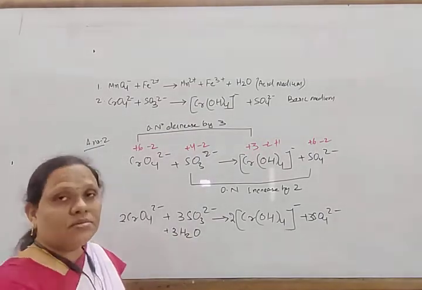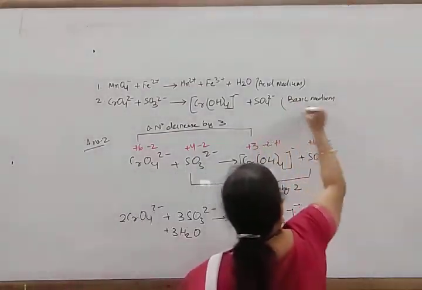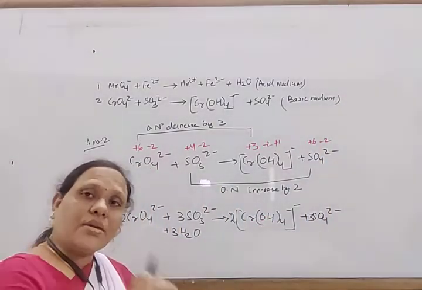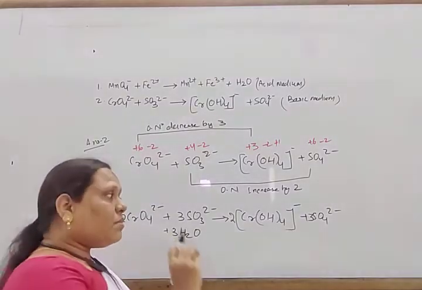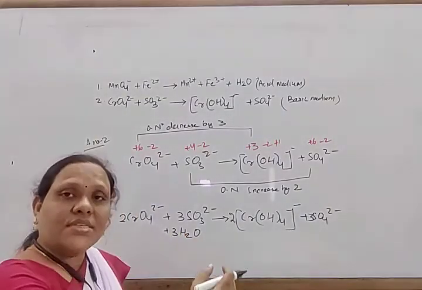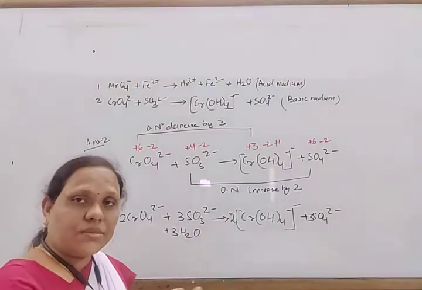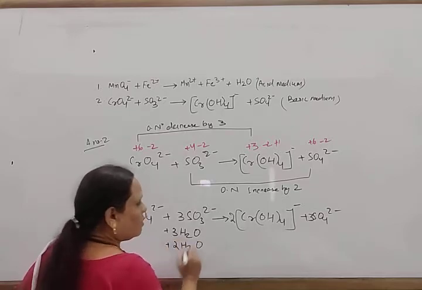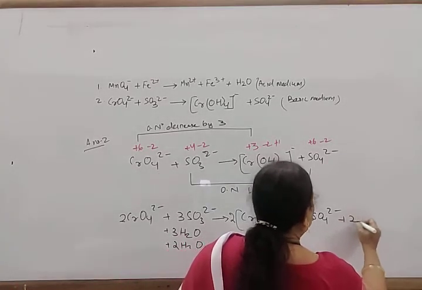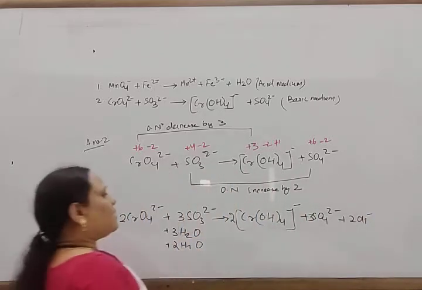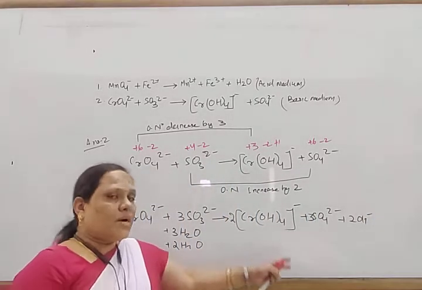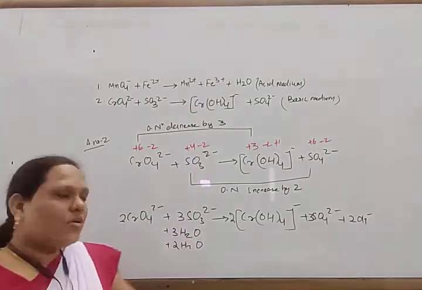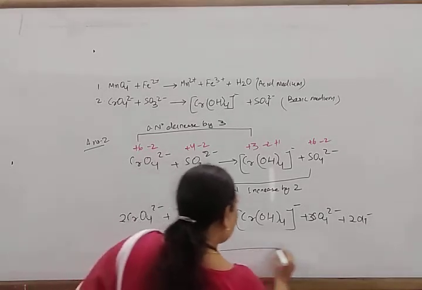As there are fewer hydrogen atoms here, and the medium given is basic, so in the basic medium, to balance hydrogen, I have to add water molecules on the side where the number of hydrogens is less, and on the other side I have to add the number of OH minus ions. So in this way, here again I have to add 2 water molecules, and on this side I have to add the same number of OH minus ions. Now hydrogen is balanced, oxygen is balanced, and all other atoms are also balanced.